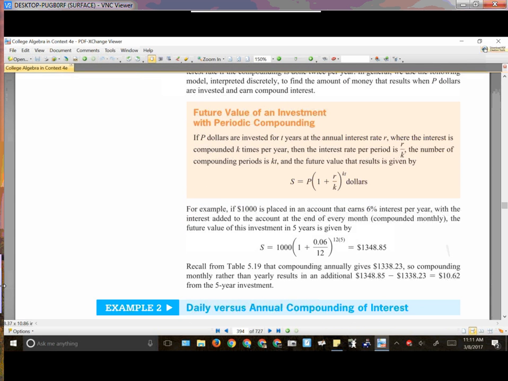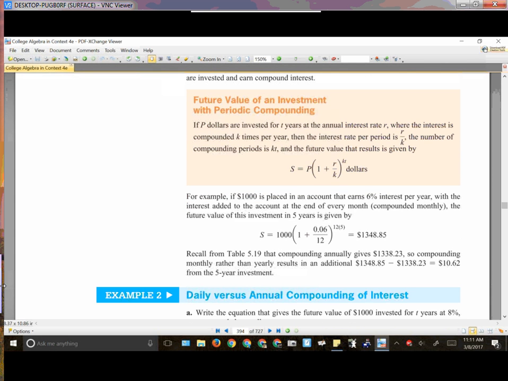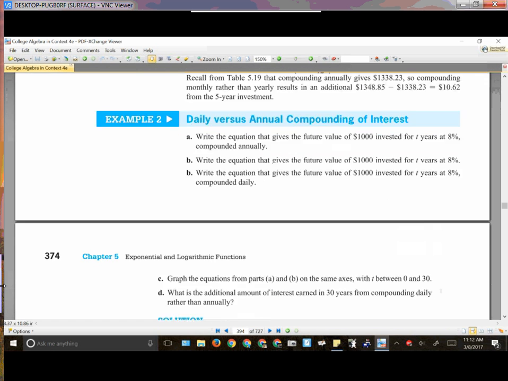Now, this is the one with compounding periodically. We've taken a look at things like this before. Compound interest. Again, make sure that you have that formula written down.